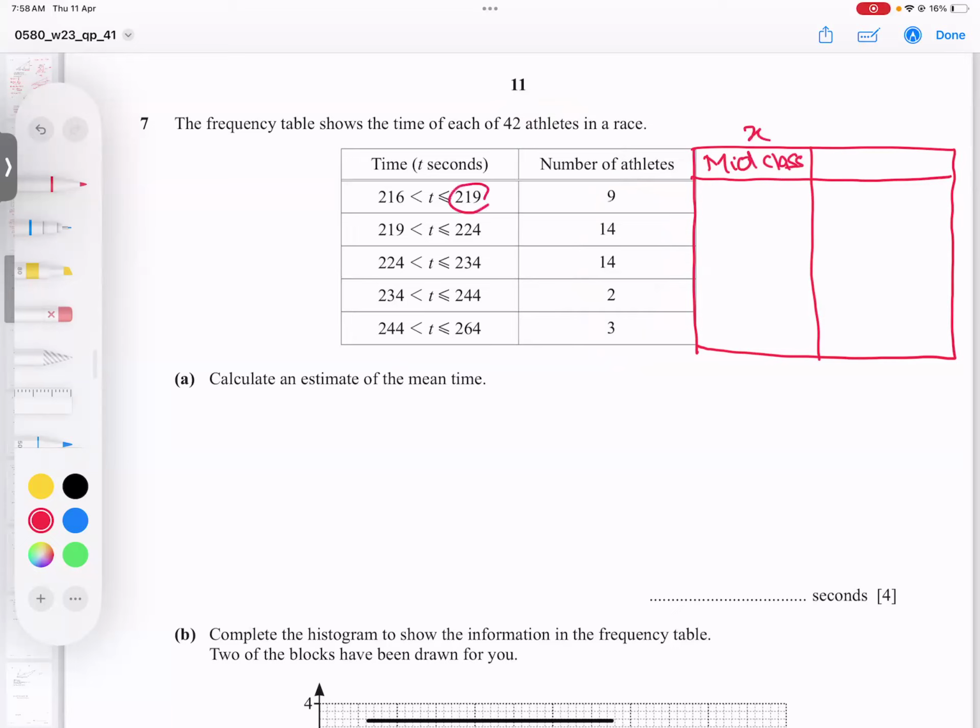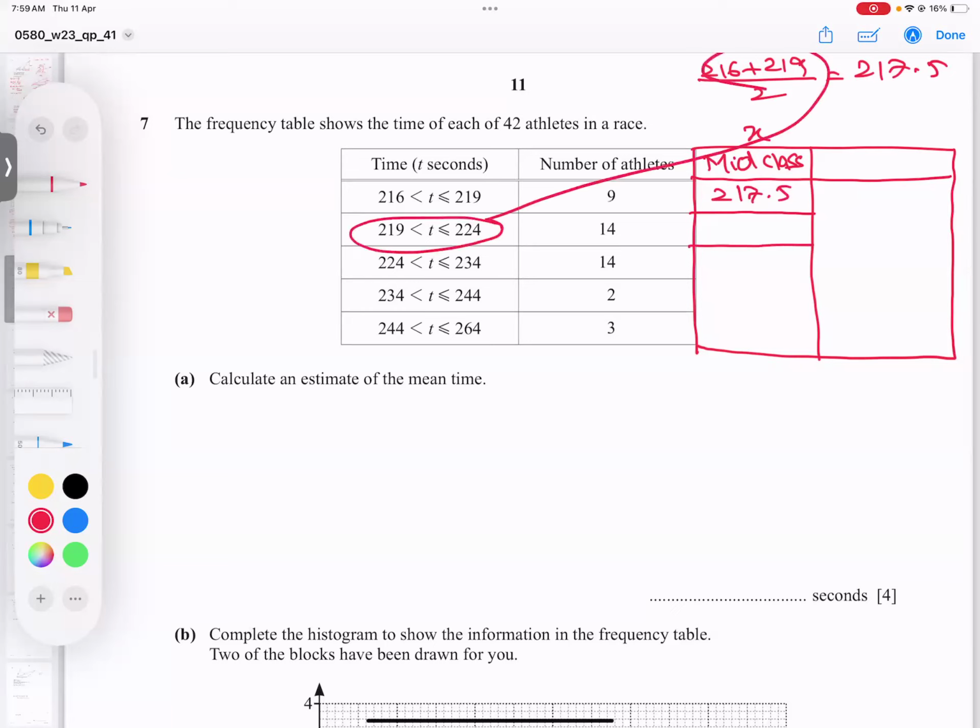And where does X come from? If you add these two numbers, I show once and next I will not show. So on top, 216 plus 219 divided by 2. If you add them and divide by 2, I get simply 217.5. I believe you got my point. Same story: add them, divide by 2. So 219 plus 224 and divide by 2, this comes to 221.5.